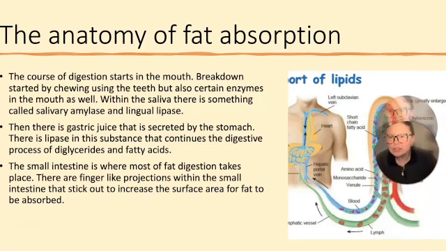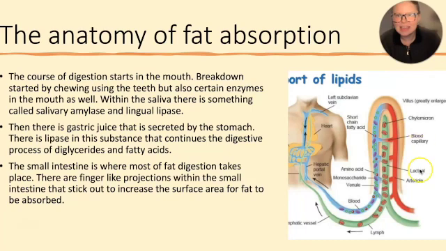What we are going to start with is the discussion of the anatomy of fat absorption. Whenever we're talking about digestion, before absorption can happen, digestion must happen first. To give a little background of what happens whenever we eat fats, the course of digestion is going to start within the mouth. Of course, we start breaking down food when we chew it with our teeth, specifically our molars, and this chewing is going to break down our food and start this whole process.